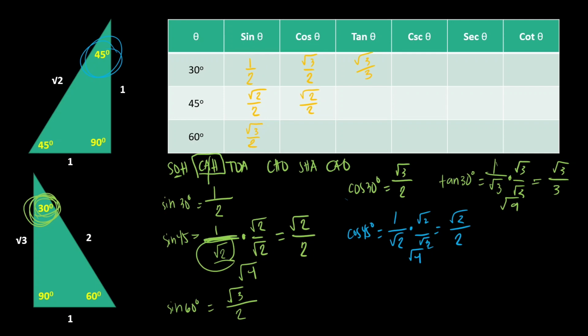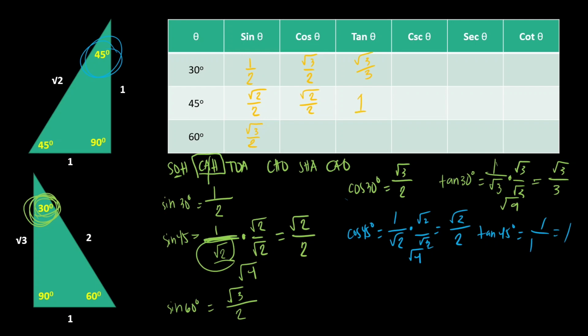Next is the tangent 45 degrees. Its opposite is 1 and its adjacent is 1. So therefore the answer is 1.